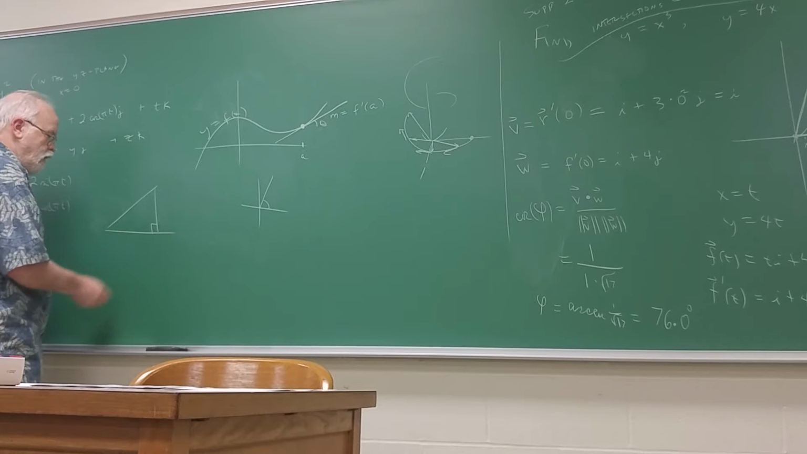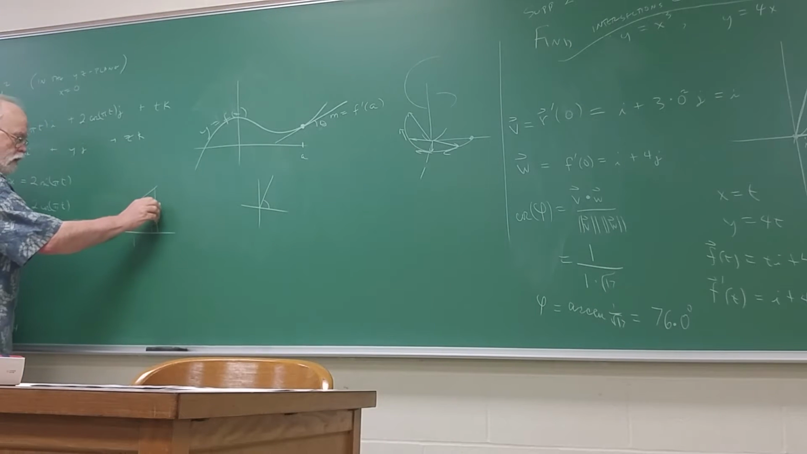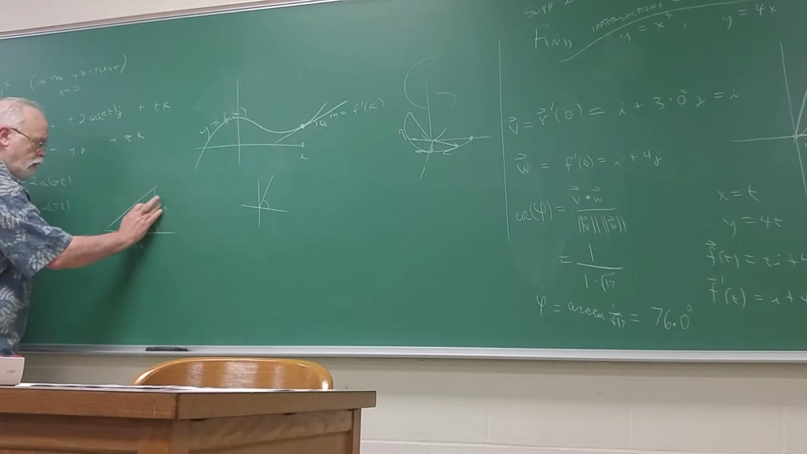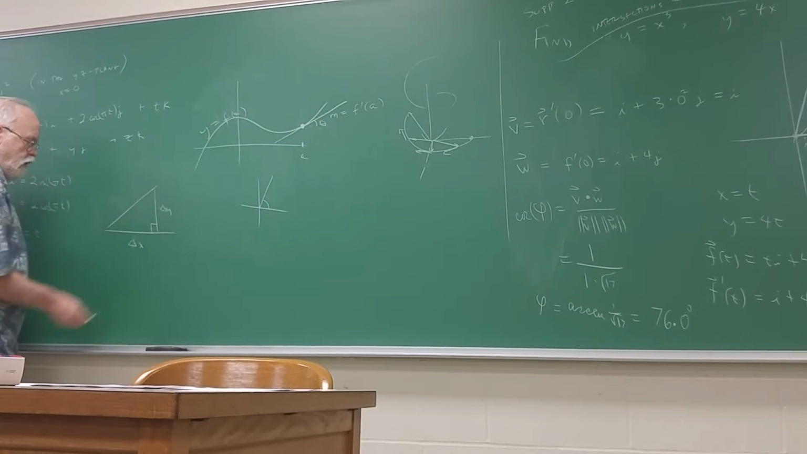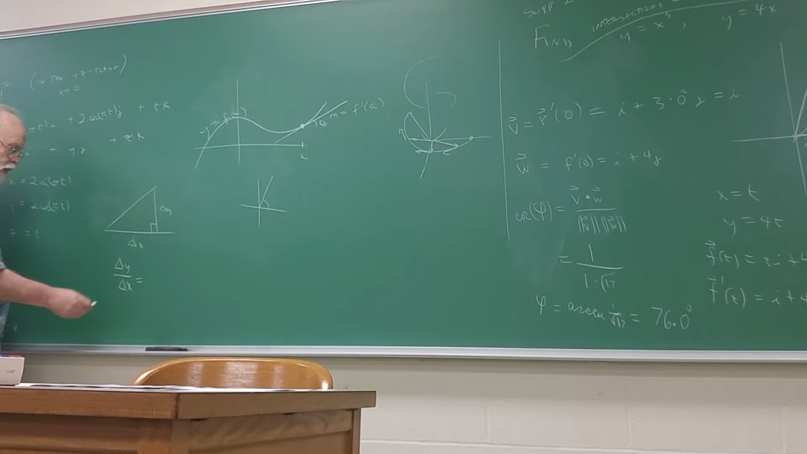Triangle. So if I go over 1 and up M, or if I went over delta x and up delta y over delta x is what? Rise over run. And what else is it? M. And what else is it? Slope. What is it in terms of the angle? Oh, it's tangent.